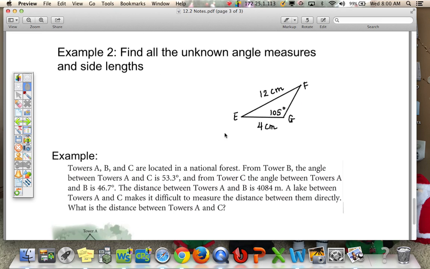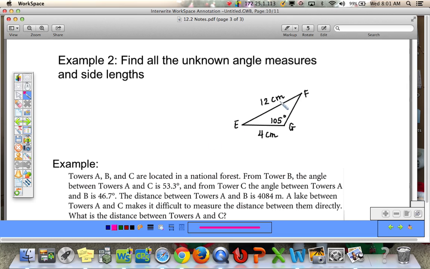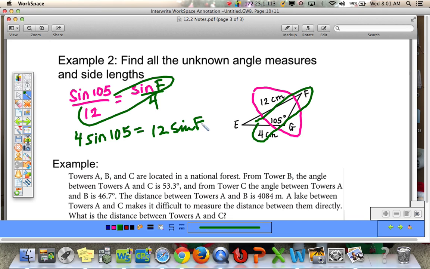Okay, we have 2 examples here. Find the unknown angle measures and side lengths. Okay, so again, start with your complete ratio here. And so if you notice, that would be this right here. Sine of 105 over 12 equals sine of, and the side I know is 4, and that goes with f. So I have to use that. Sine of f over 4. Okay, cross multiply. 4 sine 105 equals 12 sine of f. Get rid of the 12 first, so divide each side by 12.